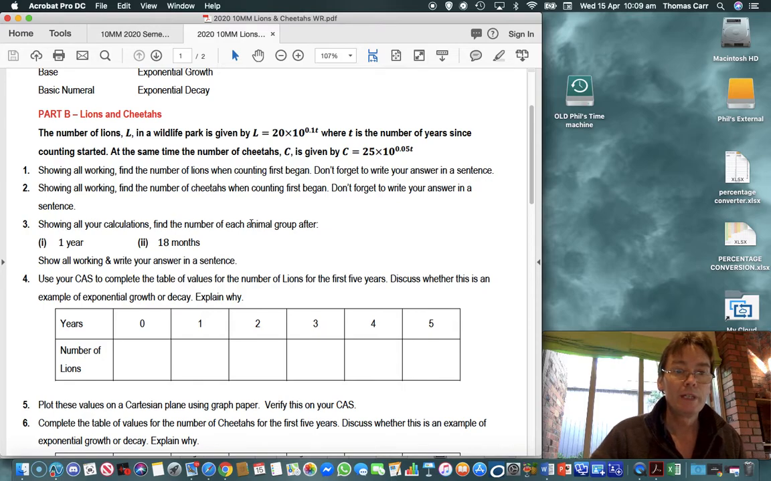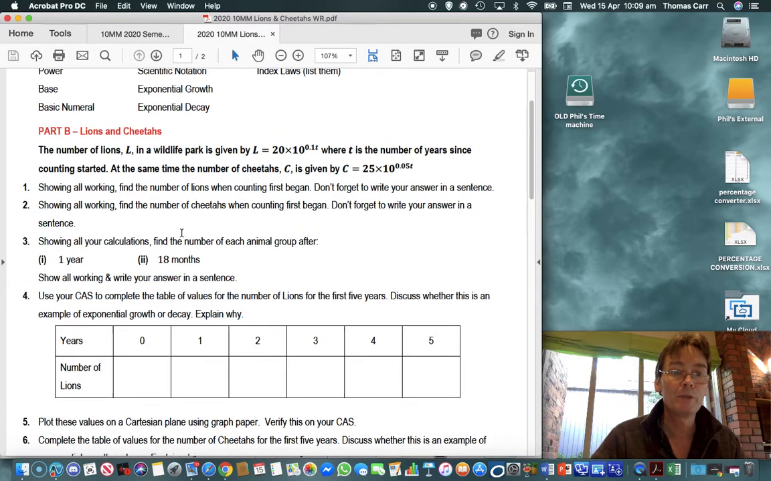Okay, the next question is similar. This is where t equals 1 and t equals something. Don't forget, t is the number of years that have gone by, and this number is not in years, so you're going to have to convert it into years to get the answer to that. But again, you have to substitute a number in place of t and find the answer. Just doing it on CAS, but don't forget to show all your steps in the working. Don't forget to write your answer in a sentence.